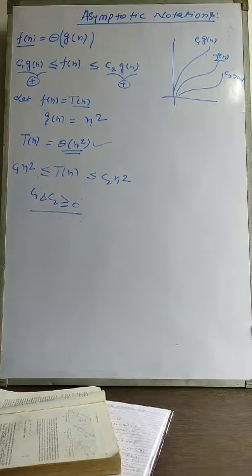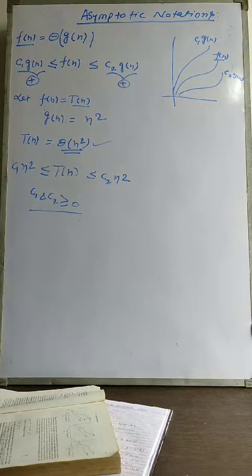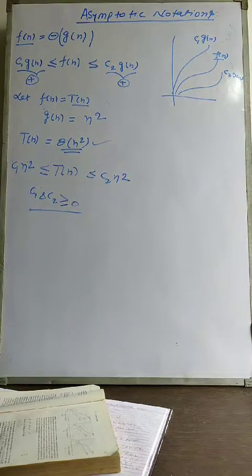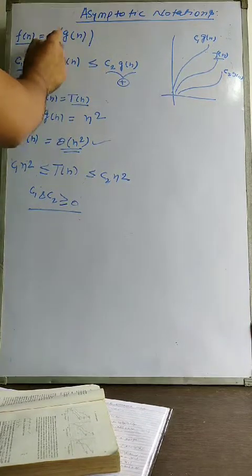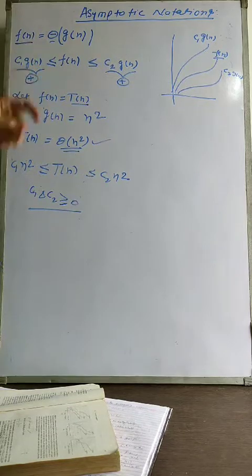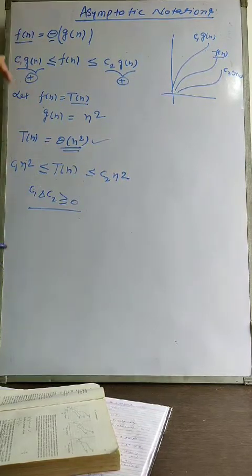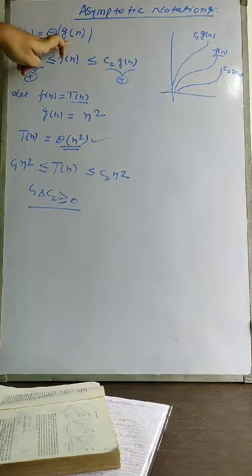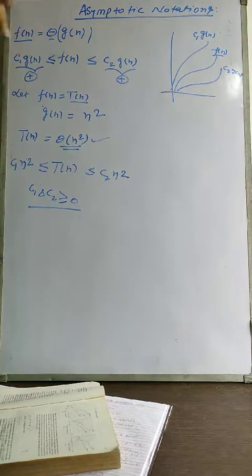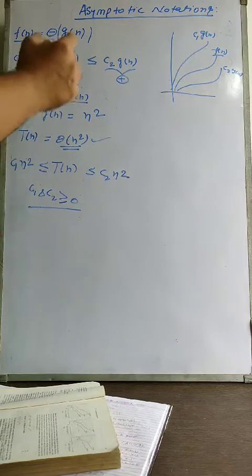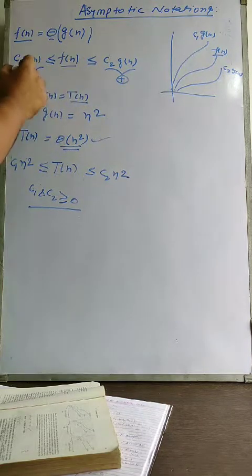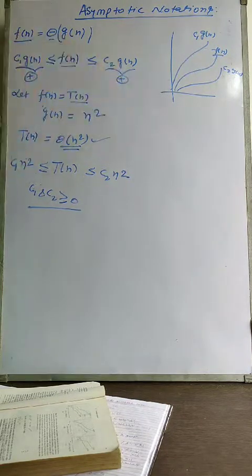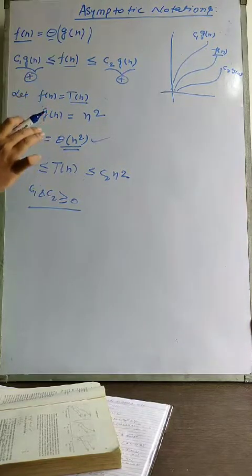So my first asymptotic notation is theta of Gn, theta notation. So what is the meaning of theta notation? Theta notation means if I write like this, Fn is equal to theta of Gn. So what does it mean? Fn will lie between C1Gn and C2Gn, where C1 and C2 are two positive constants.